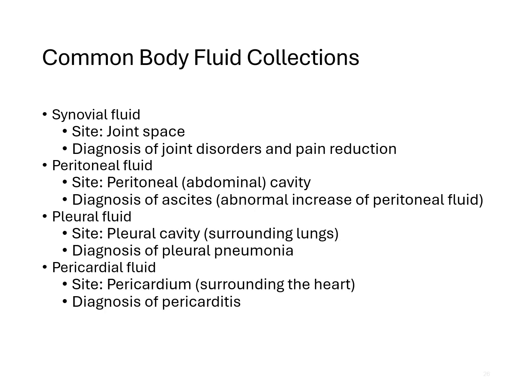Common body fluid collection. We can also get other fluid from the body, such as synovial fluid, which is from the joint spaces, and that is usually for diagnosis of joint disorders and pain reduction. Peritoneal fluid, which is part of the abdominal cavity, is a lot of times a diagnosis for ascites. Pleural fluid is from the pleural cavity, which is around the lungs, and it will help for diagnosis of pleural pneumonia. And then we have pericardial fluid, which is the fluid that surrounds the heart, and this can help in diagnosis of pericarditis.